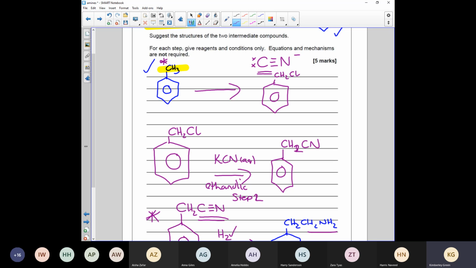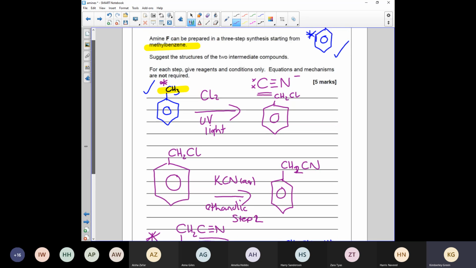And what do I need to do it? I need chlorine and I need some UV light. Some free radical substitution. So this might have been a bit tricky for you all because you don't really know which path you need to be in. It's kind of hard to see the different steps, but when you get more happy with your mechanisms, it'll all kind of come to light a bit more.